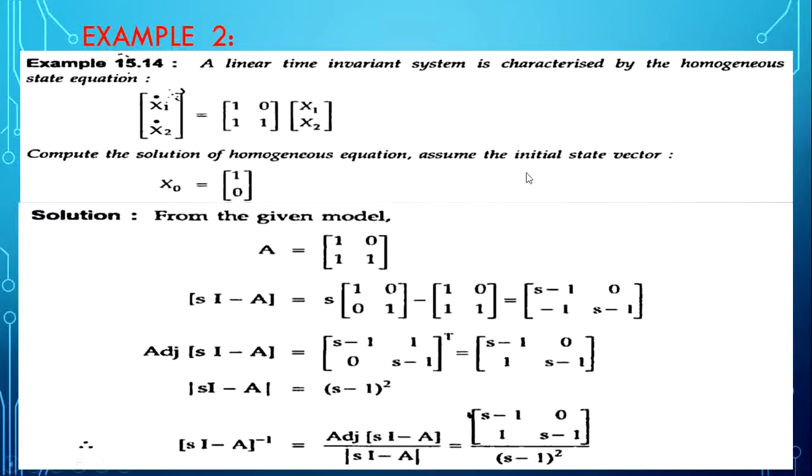Now in this example, a linear time invariant system is characterized by the homogeneous state equation. Here also it is a homogeneous state equation because the input u of t is not given. Compute the solution of the homogeneous equation. Assume the initial state vector x naught as 1, 0. From the given model, x dot is A x of t, and the A matrix is taken.